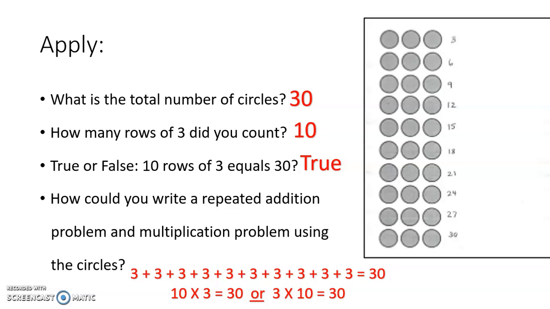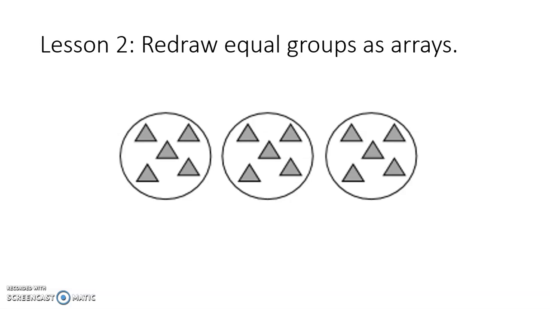Remember, we can flip-flop. So another way of writing would be, how many columns do we have? Remember, I taught you columns. Yes, there are 3 columns. And how many circles are in each column? 10. So 3 times 10 is 30. Those are flip-flop problems. We can flip-flop the factors, not the product. The product is the answer. You have to leave that alone. So 10 times 3 is the same as 3 times 10. So we could say 10 times 3 equals 3 times 10. It means it's the same thing. Good job, 2nd grade.